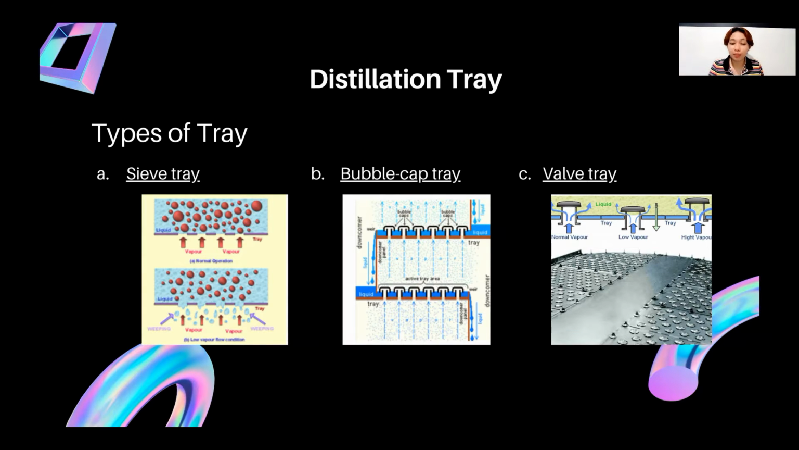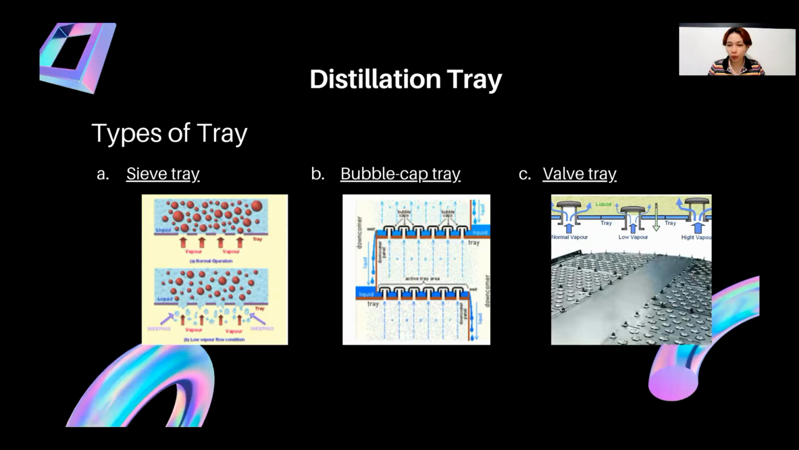Next one, the bubble cap tray. So this tray has a riser or chimney fitted over each hole and a cap that covers the riser. The cap is mounted so that there is a space between the riser and the cap to allow the passage of the vapor. So vapor rises through the chimney and is directed downward by the cap, finally discharging through slots in the cap and bubbling through the liquid on the tray.